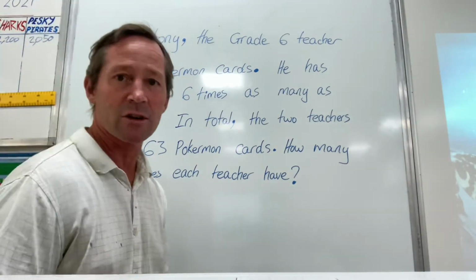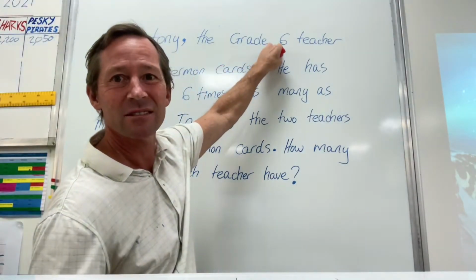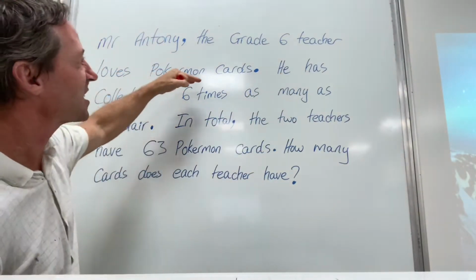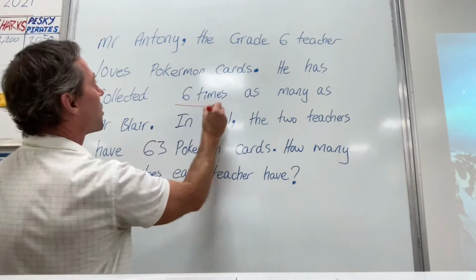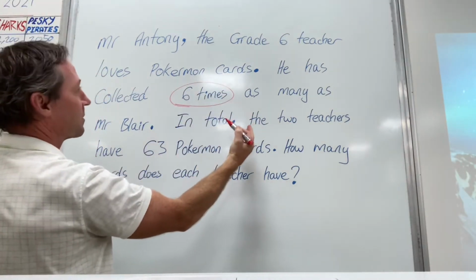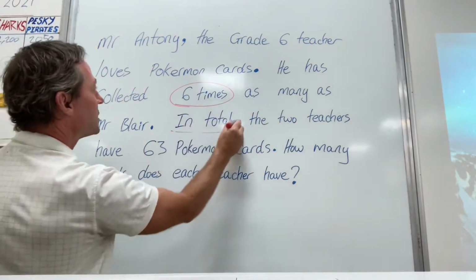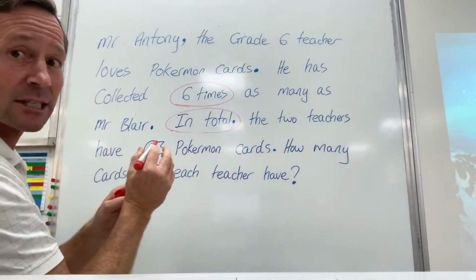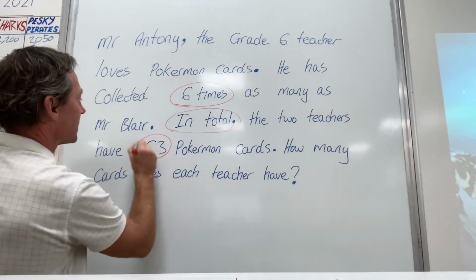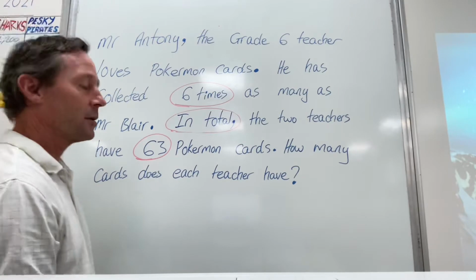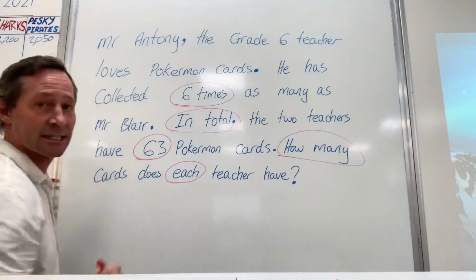Tricky. So let's look at the key words. Grade 6 teacher, not really relevant. Loves Pokemon cards, doesn't matter. He has collected 6 times as many as Mr. Blair. He's got 6 times as many. In total, so it means combined, together, the two teachers have 63 Pokemon cards. How many does each teacher have?